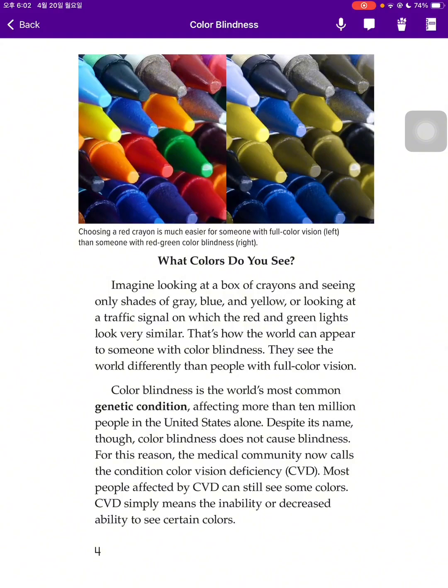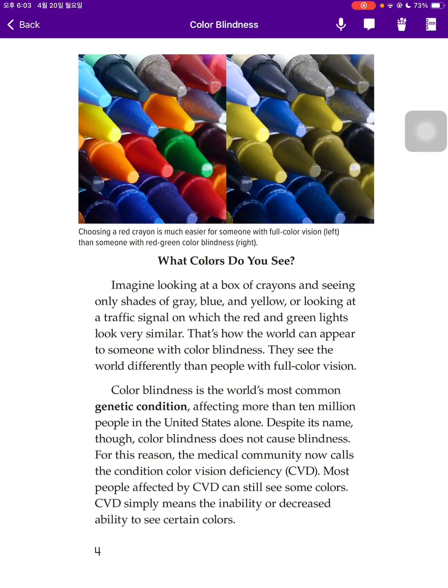What colors do you see? Imagine looking at a box of crayons and seeing only shades of gray, blue, and yellow, or looking at a traffic signal on which the red and green lights look very similar. That's how the world can appear to someone with color blindness. They see the world differently than people with full color vision.